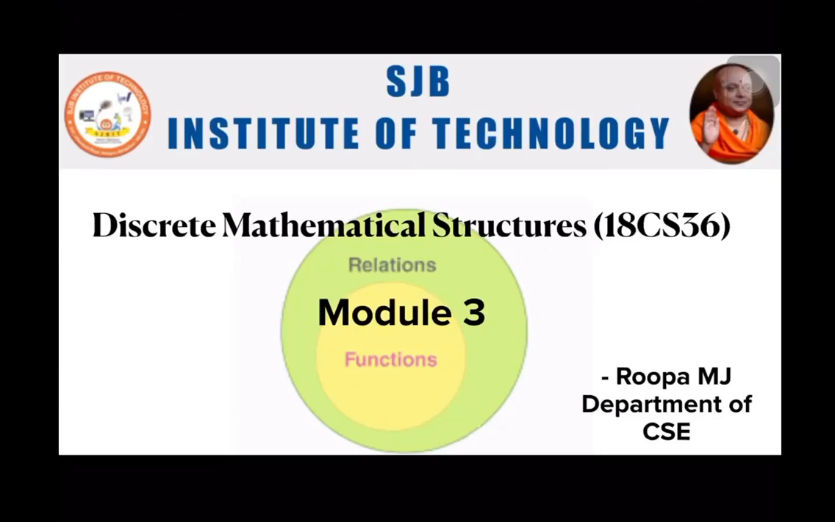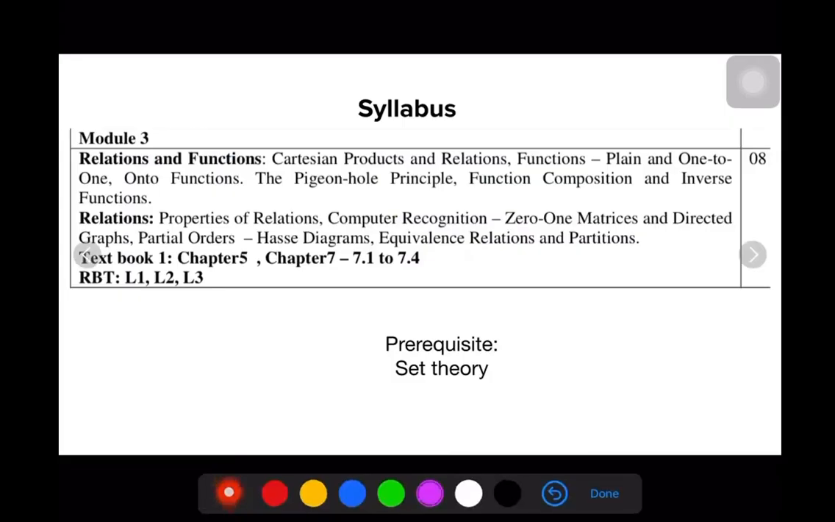We will start with Module 3, functions. The prerequisite for this function chapter is set theory. You have to just recall how we represent sets and other details of set theory to understand functions. In functions, we have already done Cartesian product and relations up to here. Okay, and we are moving on to types of functions and their definitions today.